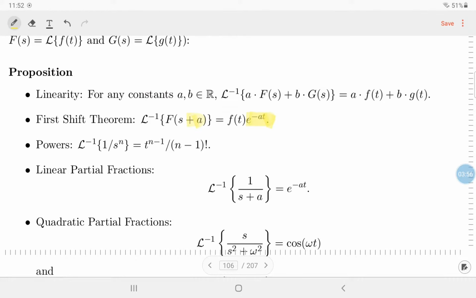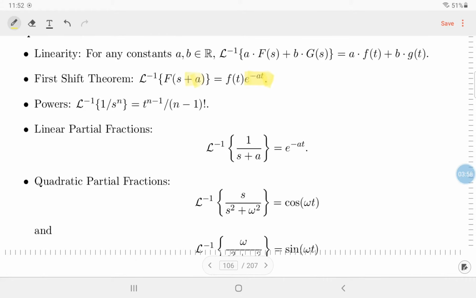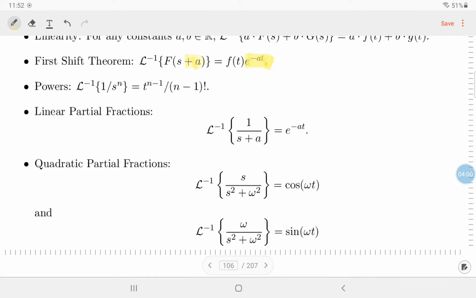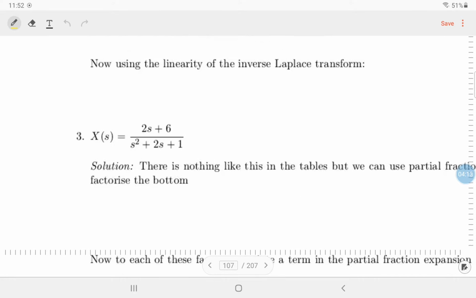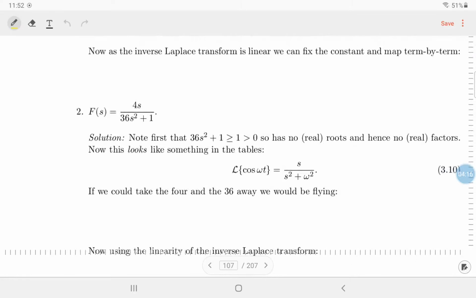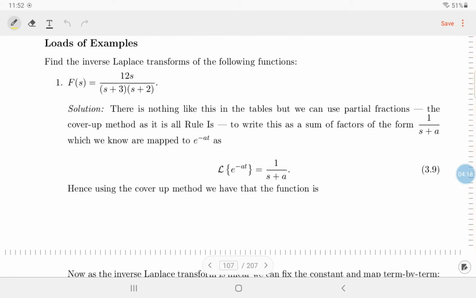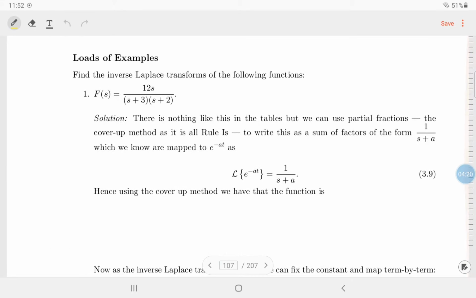Powers, that's in the tables. 1 over s to the n goes back to t to the n minus 1 divided by n minus 1 factorial. This one we've seen in the previous lecture. And this table is in your announcements. Right, so I think we're going to do some examples. Loads of examples, actually, is what it says.